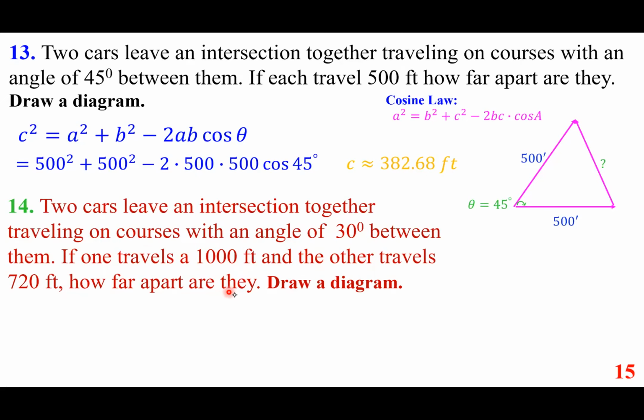Again, let's do the drawing. So one is going this way, one is going this way. In between, there's a 30-degree angle. And again, not necessarily to scale. One is going about 1,000 feet, one is going about 720 feet, and we are interested in the distance between the two using the cosine law.